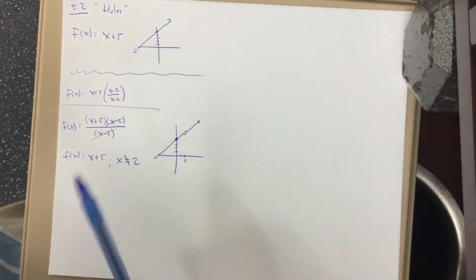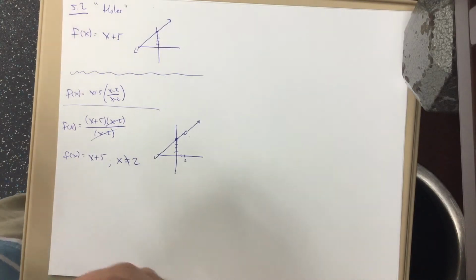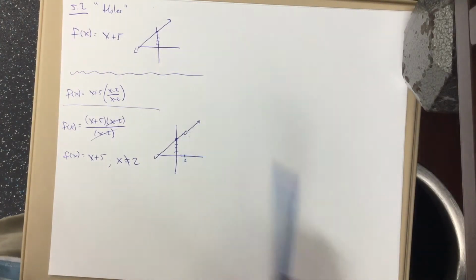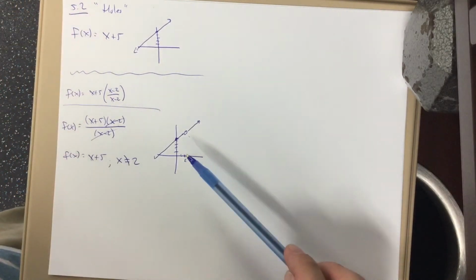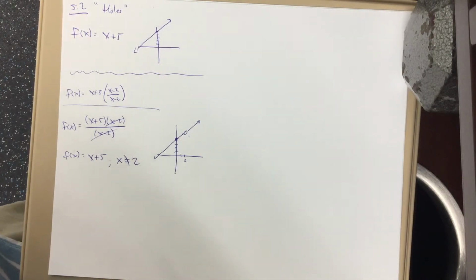Numbers can get really, really close to 2 in both directions. It could be like 1.999, and it can also be 2.0001. Numbers on either side of 2 work just fine, and they make the graph look just like this graph. The only thing is, at exactly the point x equals 2, we are not allowed to have a value. And so it causes this hole to happen.